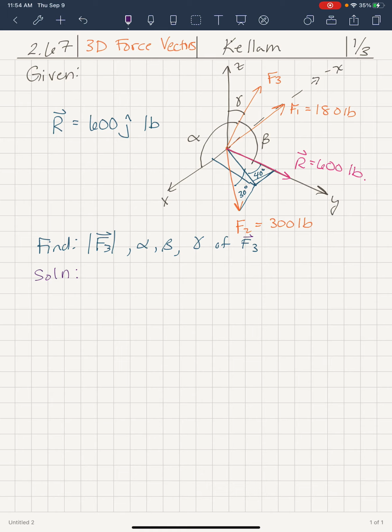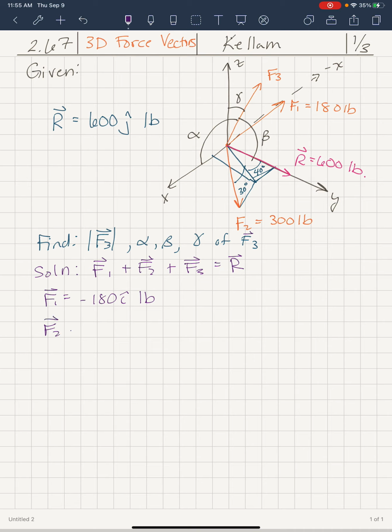So I usually just like to start with what we know. We know F1 plus F2 plus F3 equals R. I'm just going to write out each of these. F1 equals negative 180 I pounds, because it's just along that negative x-axis.